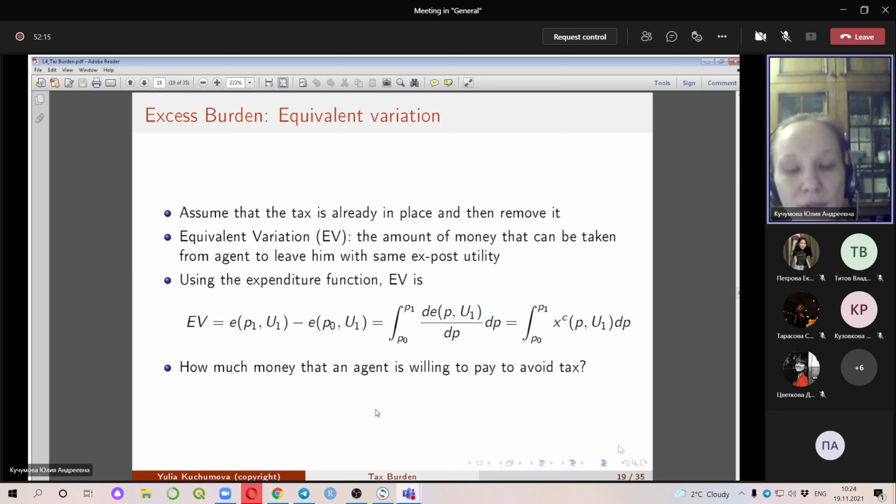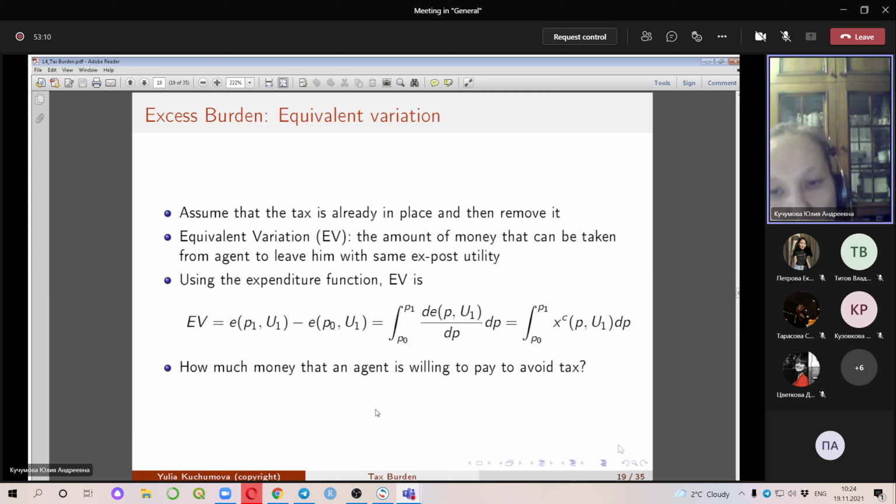But then the equivalent variation can be expressed as the difference between the expenditure function E evaluated at P1, U1 and the expenditure function E evaluated at P0, U1. So again, let me say, E(P1, U1) basically means how much money, the income, is needed for a consumer to have utility level U1 when the price is P1. This is the meaning of the expenditure function.